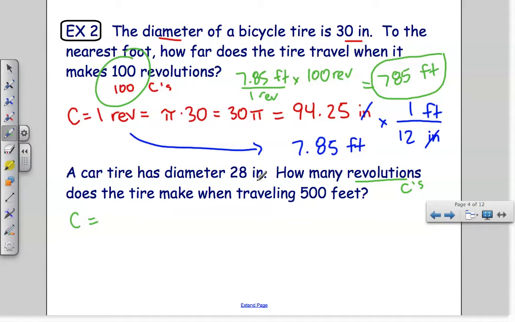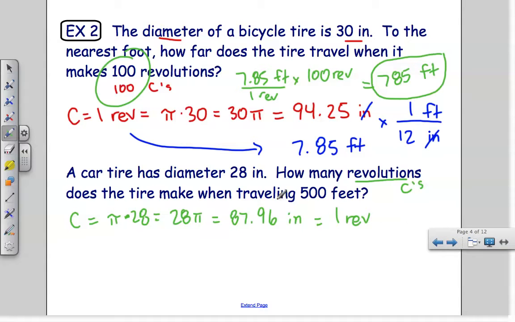Diameter was 28 inches. Circumference is pi times d. So pi times 28, or 28 pi. And 28 times pi is about 87.96, and that's in inches. Okay, so one circumference, or one revolution, remember a circumference is the same as a revolution, is the same as 87.96 inches.